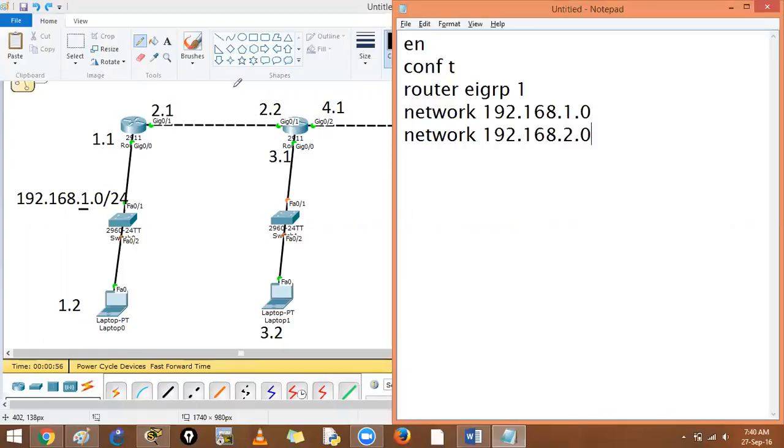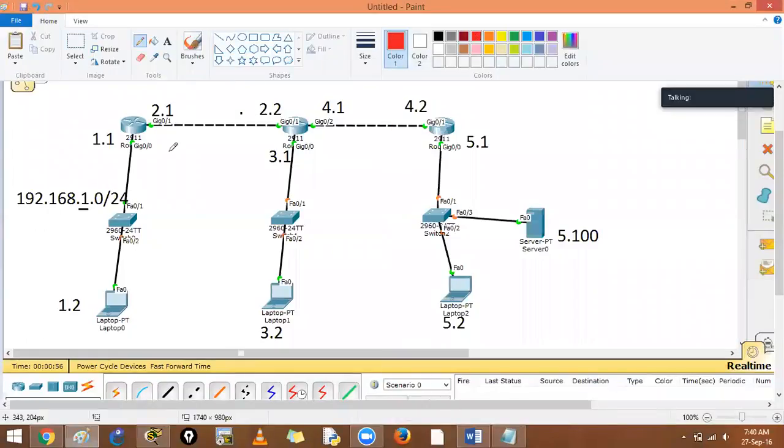This will do two things. If you want to understand more, it will advertise this network over here, and this will advertise this network over here, and also look for a neighbor on the other side. So the network command will do two things: advertise the network on the other link, and also look for neighborship if there is another EIGRP speaking router over there.